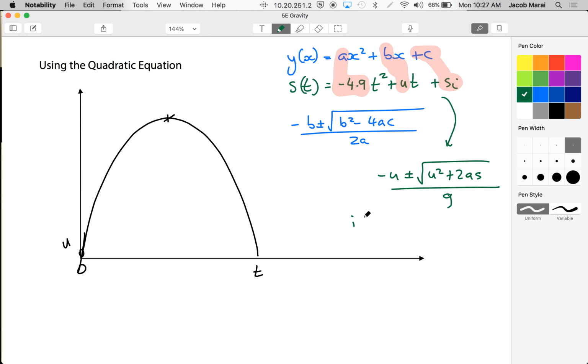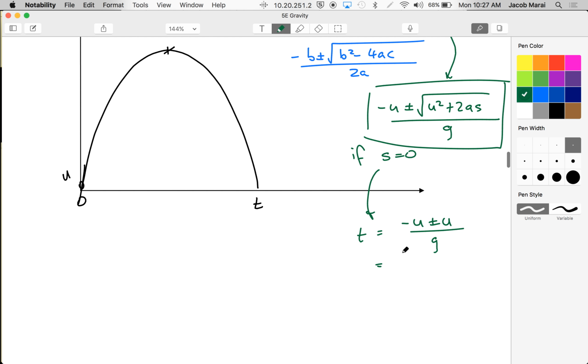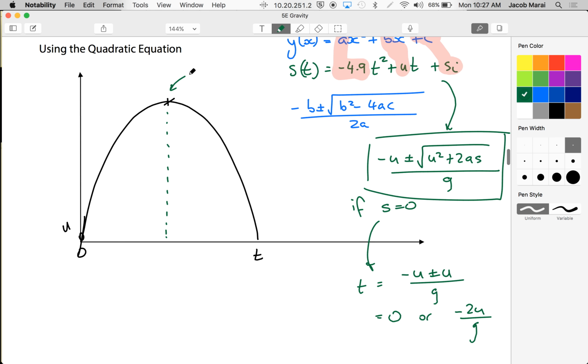So, let's just roll with it. It doesn't matter how far we get, but if s equals 0, then we get t equals negative u plus or minus u over g. What's negative u add u? 0. Or, what's negative u take u? Negative 2u over g. Which just happens to be twice the turning point. What's half of negative 2u over g? So I told you the turning point was negative u over g. This time here would simply be 2 of that.